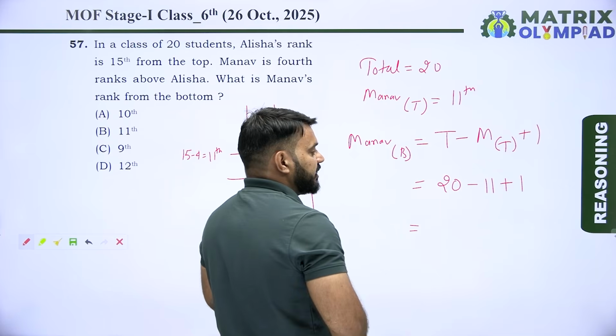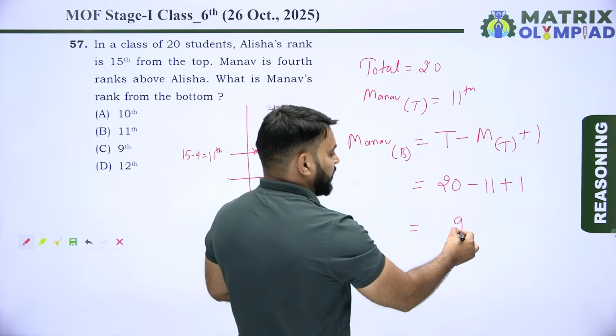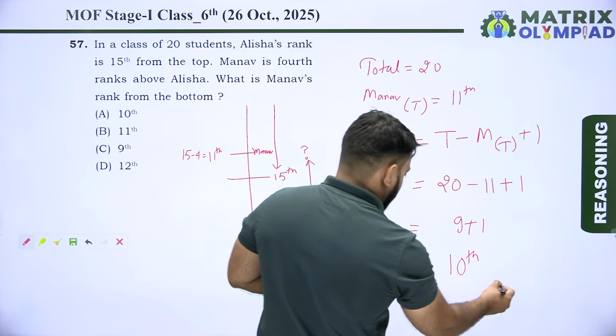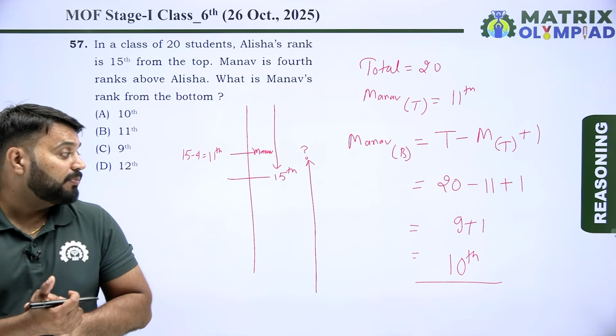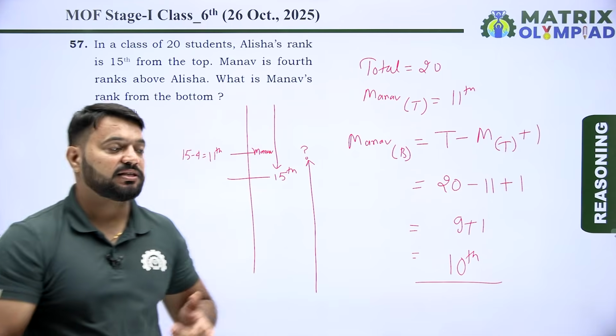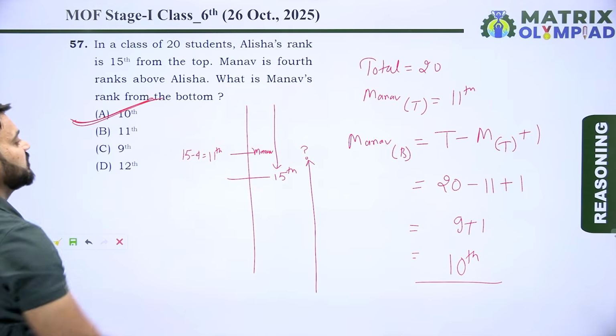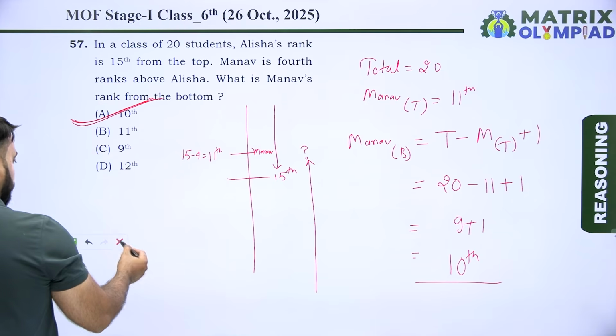So 20 minus 11 means 9, and then plus 1. 9 plus 1 means 10. So rank of Manav from the bottom is 10th in this class. So here option A is the correct answer of this question. Let's move on to the next question.